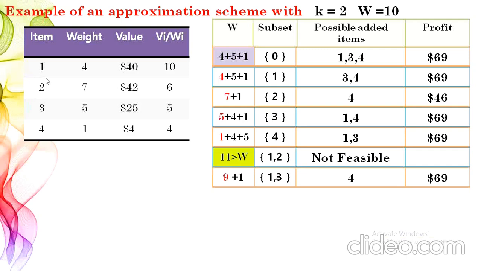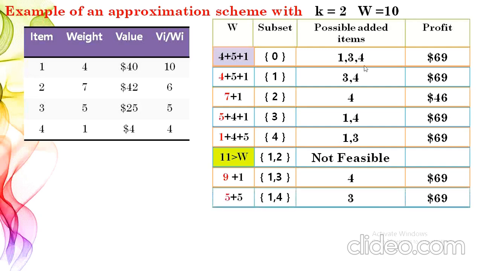1, 2 is finished, so next you have to check with 1, 3. If 1, 3 is available in knapsack, what is the weight? Cumulative weight is 4 plus 5, 9. Already 9 occupied. So I can add only one space, that is item 4. The possible profit is 69. In the next combination, if I add 1, 4, utilized space is 5. So I can add remaining 5 spaces. So I can simply add the item 3 and profit is 69.